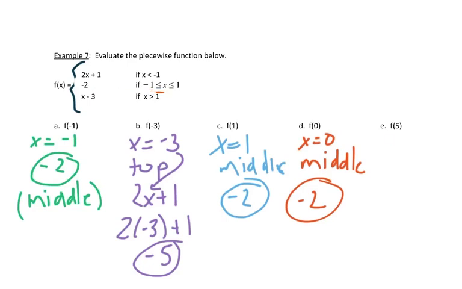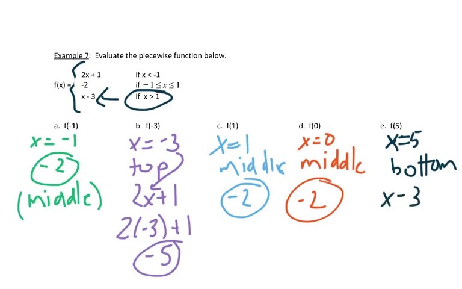And finally, we get x is equal to 5. And this is where we get numbers that are bigger than 1. So we're using the bottom. So we'd have x minus 3. Put that 5 in place of x, so 5 minus 3. And we get 2 is our answer.